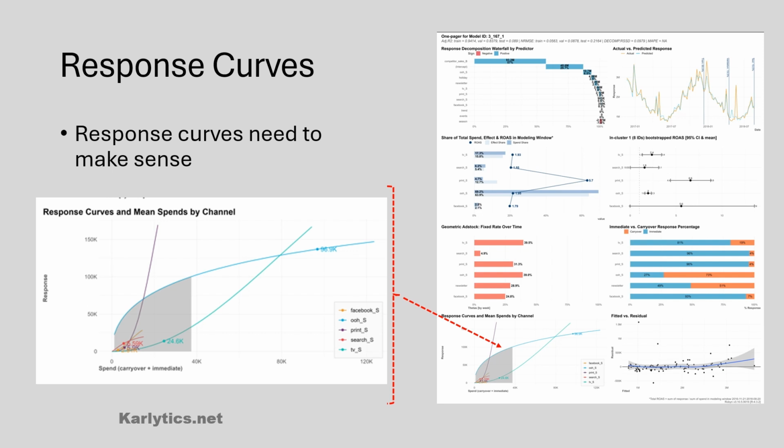Response curves are the building blocks for budget optimization and will drive budget shift recommendations from Robyn. You should pay special attention to these and use them as a sanity check in selecting your final model.